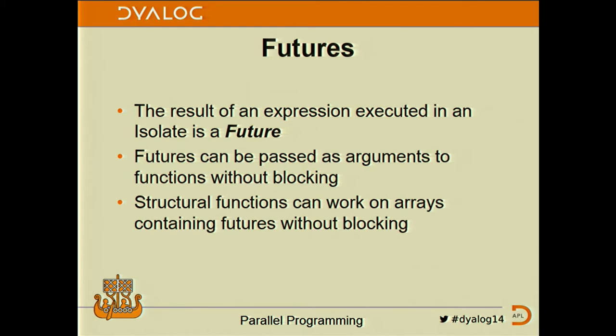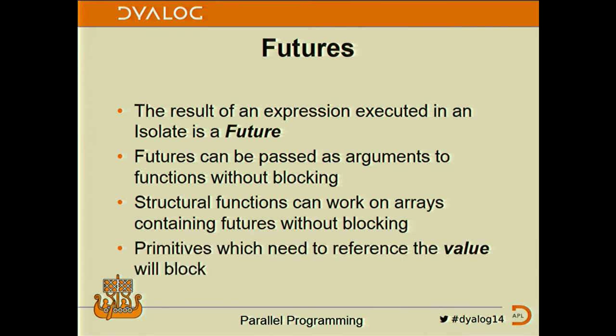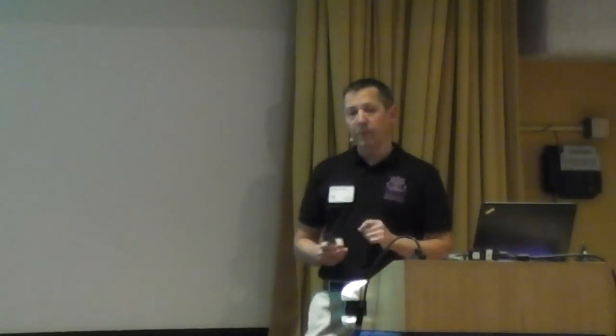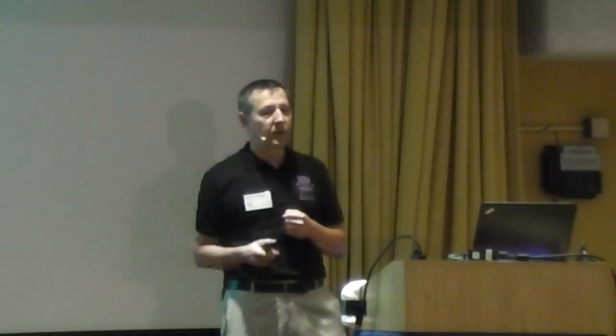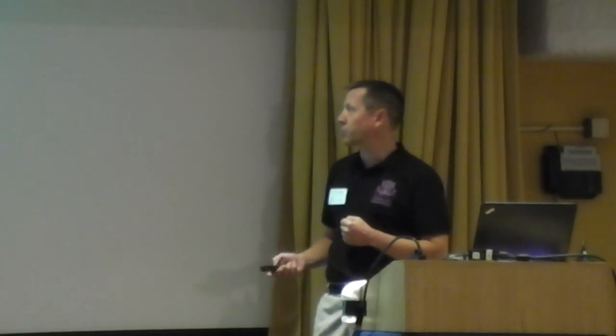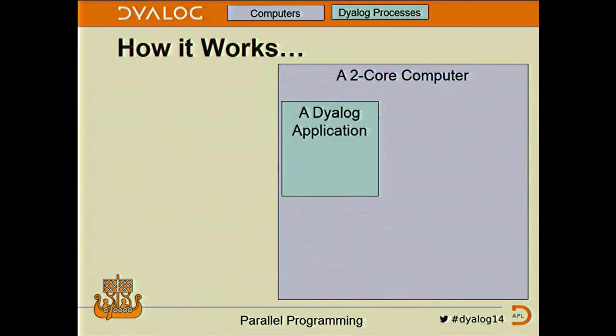Structural functions, reshape, partition, enclose, etc., things that are just working on the shape of an array containing futures, don't block. It's only when you get to a primitive function, one of the mathematical functions, or something that actually needs the data, that APL automatically blocks at that point and waits for the result of the asynchronous expression to complete. And for those of you who can't think about this now without knowing a little bit more about how it's actually implemented, there's a slide.